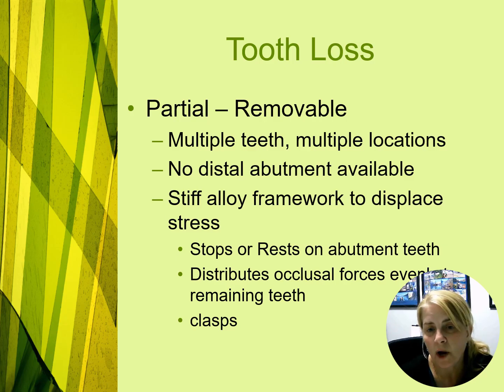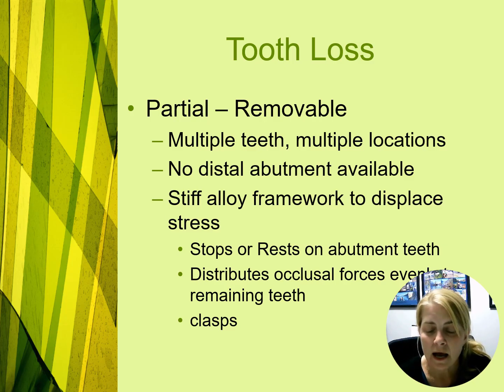We would do a removable partial to replace multiple teeth in multiple locations. If there's not a distal abutment available, sometimes they'll do a cantilever bridge, but they can't really do that in a molar situation. The cobalt chromium metal that is used for the partial framework displaces stress and spreads the stress of the biting forces around. There's usually stops or rests on the abutment teeth, and when there's a partial that goes on both sides, and I'm thinking specifically lower, which is why I pointed to the lower, it distributes the occlusal forces evenly across the rest of the teeth.